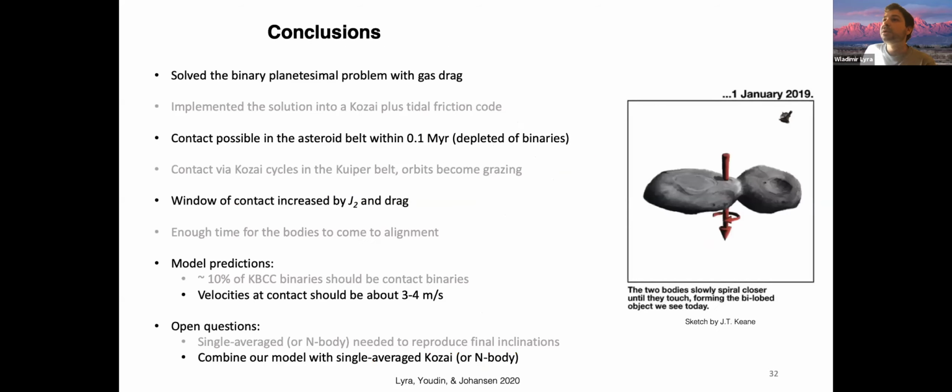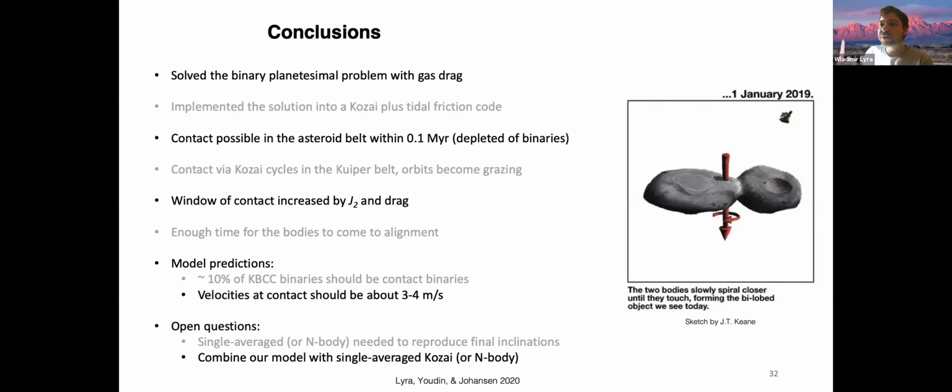So, conclusions: we solved the binary planetesimal problem with gas drag. We implemented the solution into a Kozai plus tidal friction code. We find that contact is possible in the asteroid belt within a tenth of a million years. The orbits become grazing once you include the J2 and drag. There is enough time for the bodies to come into alignment during the lifetime of the nebula. So we predicted, based on the window of inclinations, that about 10% of the Kuiper belt classical binaries should be contact binaries. And the velocities are also very small, like 3 to 4 meters per second.